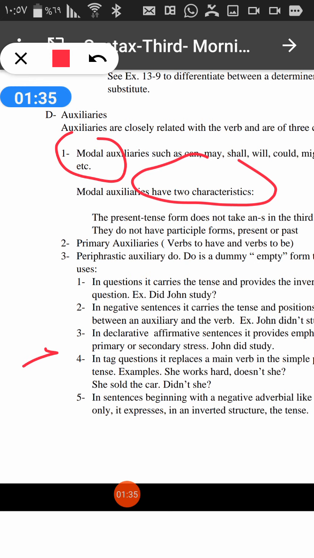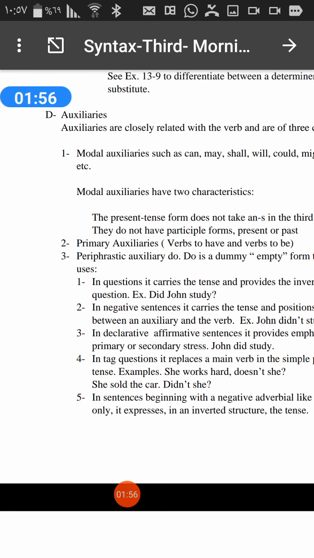And this is number one. Second feature is that they do not have participle forms. They have only two forms, present or past. لها صيغتين الأفعال الناقصة اللي هي المضارع والماضي, like will, would, can, could, may, might, but there is no past participle.